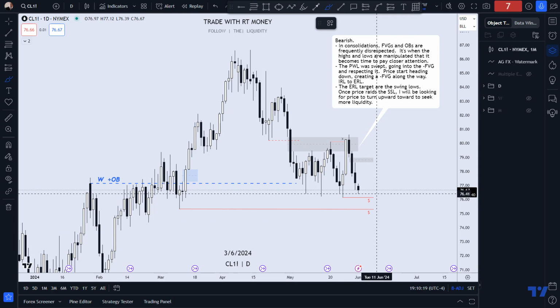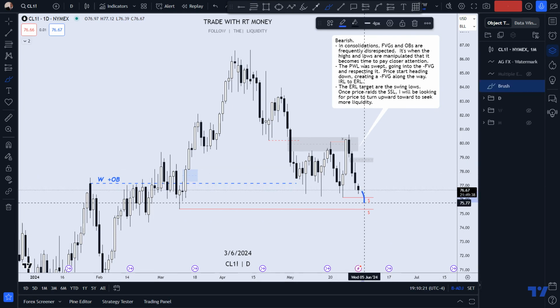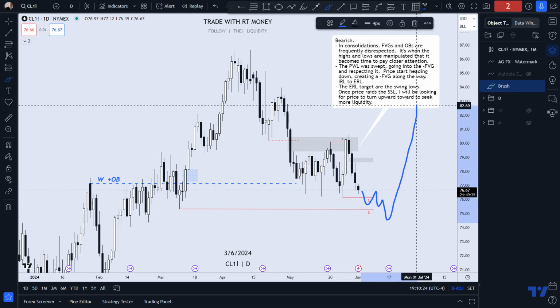All right, so I'm looking for shorts until we hit these lows, and then we're going up.